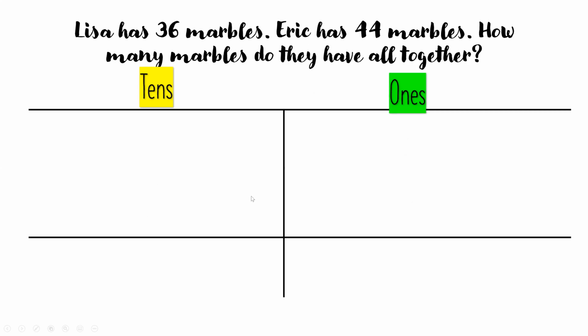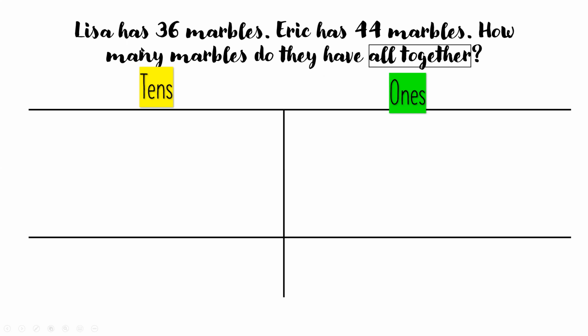Okay, Lisa has 36 marbles. She has... I can't read that. 44 marbles. How many marbles do they have in all? How many marbles do they have all together? So our target word here is all together. All together tells us that it is an addition problem.